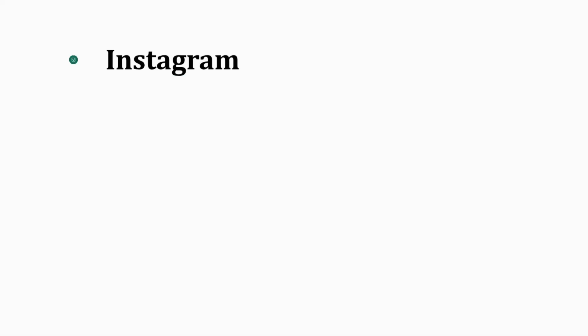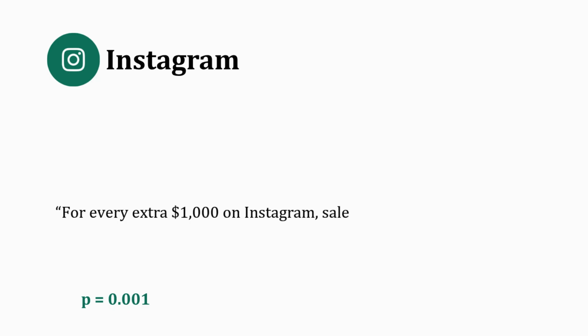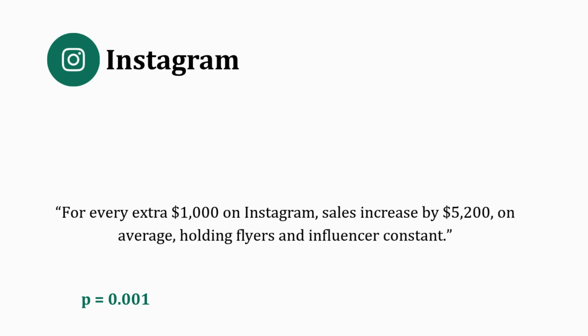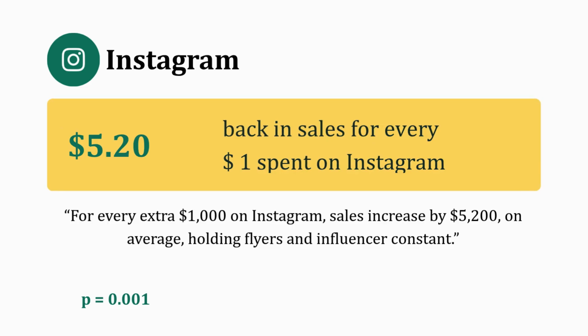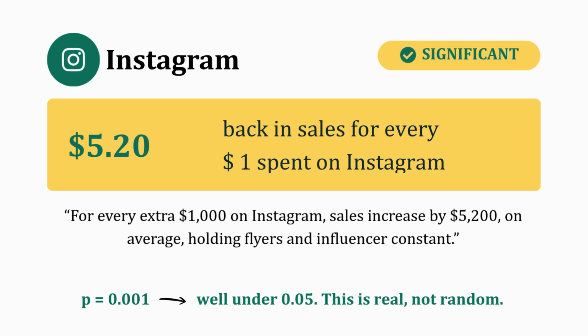Instagram, coefficient 5.2, p-value 0.001. Every extra $1,000 spent as advertisement on Instagram, sales up by $5,200 on average. In other words, for every dollar spent on Instagram, Sarah gets $5.20 back, holding others constant. Well under 0.05, real, not random. The high return justifies putting more money into Instagram.